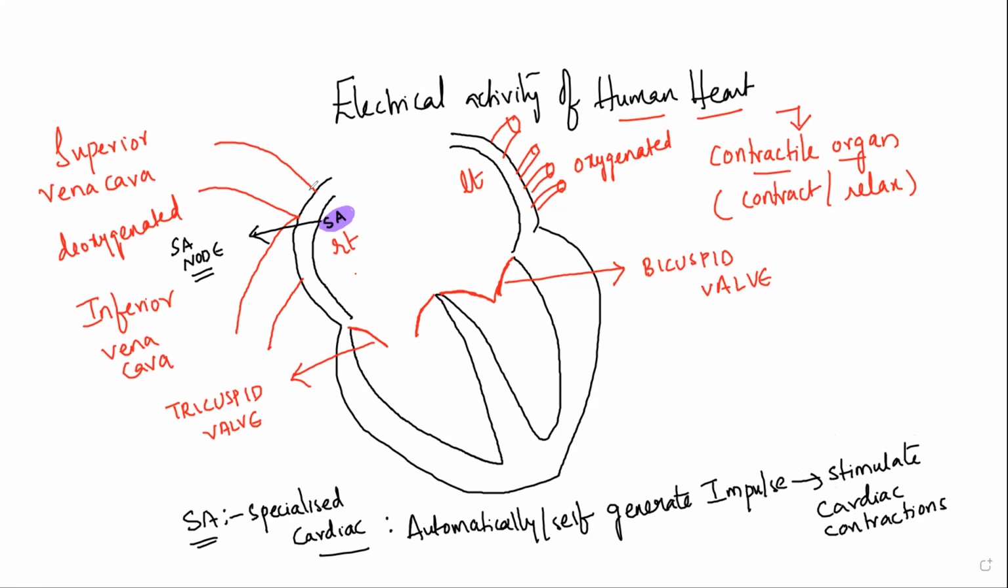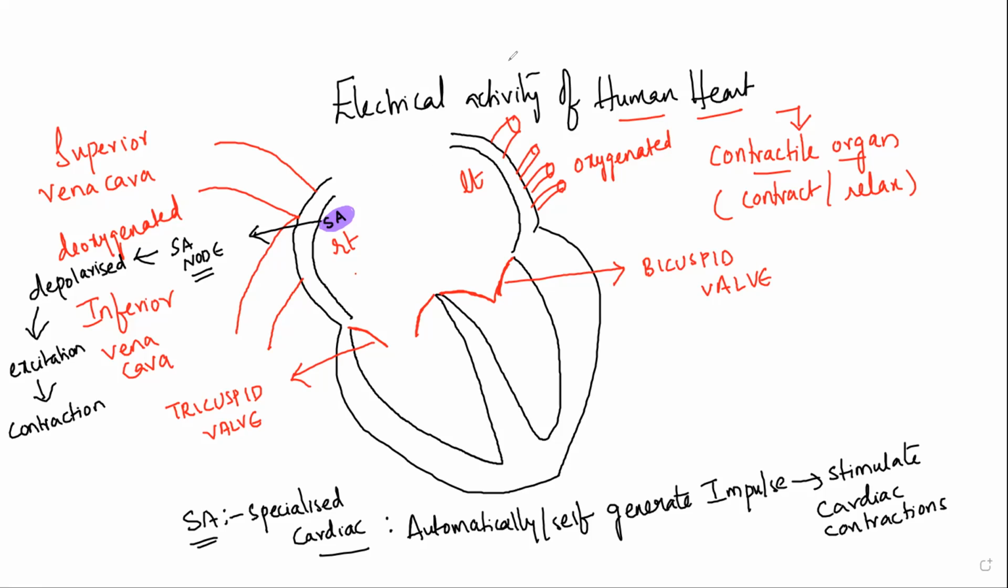So it is not the nervous system, nor the hormones, which are creating the impulse, but this particular specialized cardiac tissue called the sinoatrial node, which generates that impulse to get depolarized. So the SA node is going to depolarize by itself, and depolarization is going to lead to excitation, and it is going to lead to the contraction.